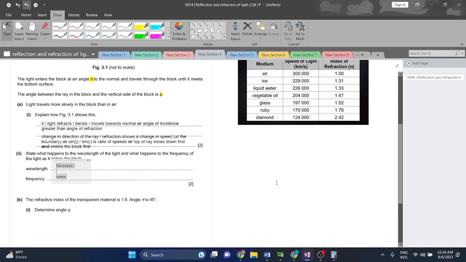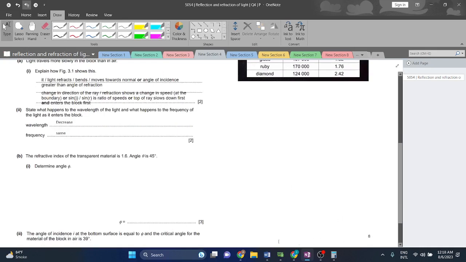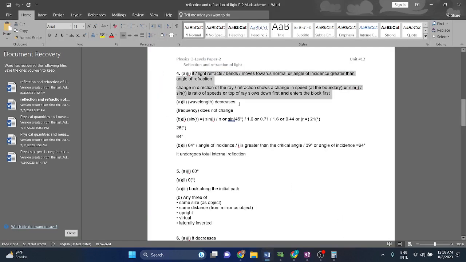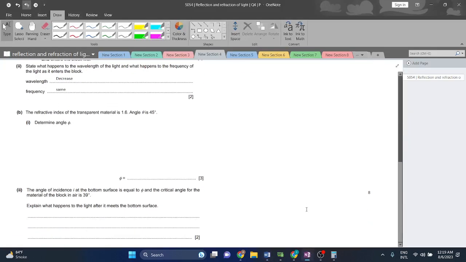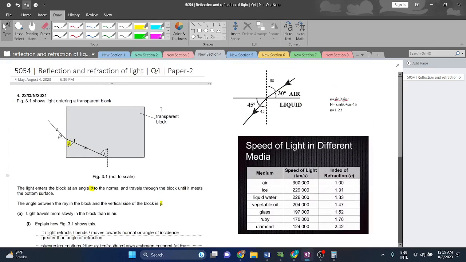ये आपको वेव्स के चैप्टर में ज्यादातर पता चलेगी। तो wavelength decreases, frequency does not change. The refractive index of the transparent material is 1.6. The angle theta is 45. Determine the angle phi. The angle theta में मिला हुआ है which is 45.